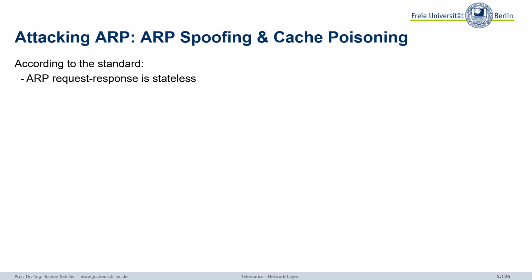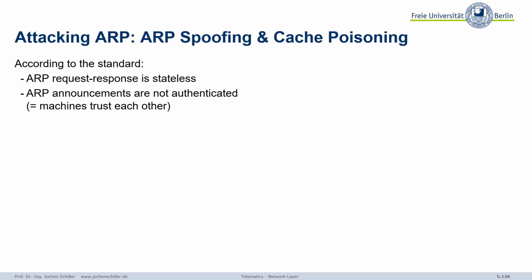Well, what does it mean? If you look at the standard, ARP is a request-response scheme, stateless, and no one authenticates anything. So machines trust each other, because the basic idea was, this is a local area network, it's under your administration, you take care. And only you can afford machines, computers are expensive, etc.